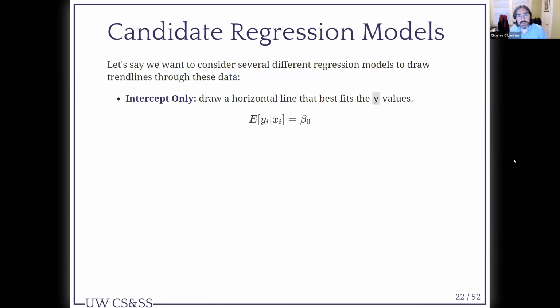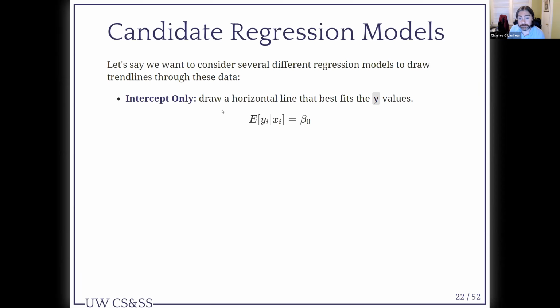Okay. So these are our candidate regression models. Let's say we want to run some statistical models, and we're going to run a few different ones. We're going to start with the most basic model we could possibly fit, and that is an intercept-only model. We're going to say that the expected value of y conditional on x is equal to some fixed parameter, which doesn't even depend on the data, as in it doesn't vary along x. It's a fixed value. This basically says draw a single horizontal line that best fits the y values.